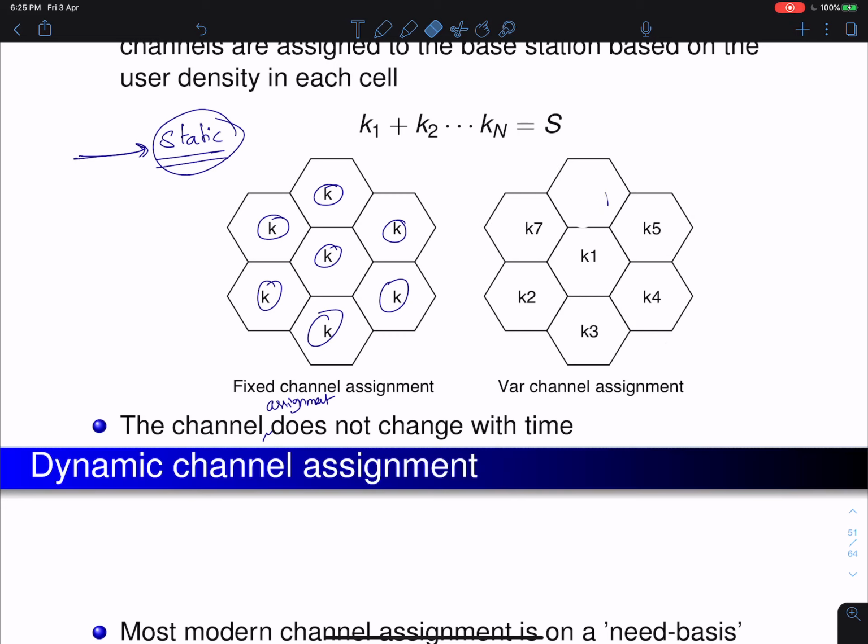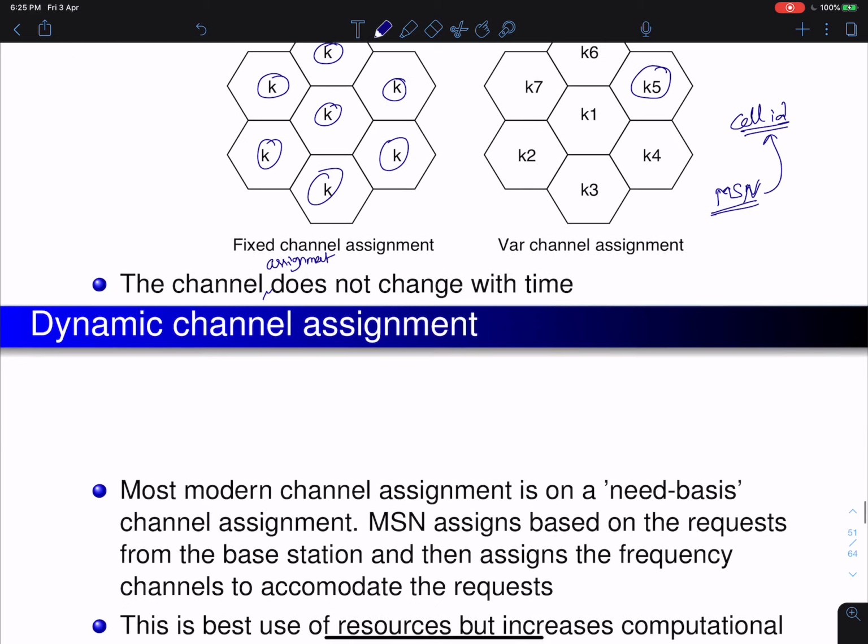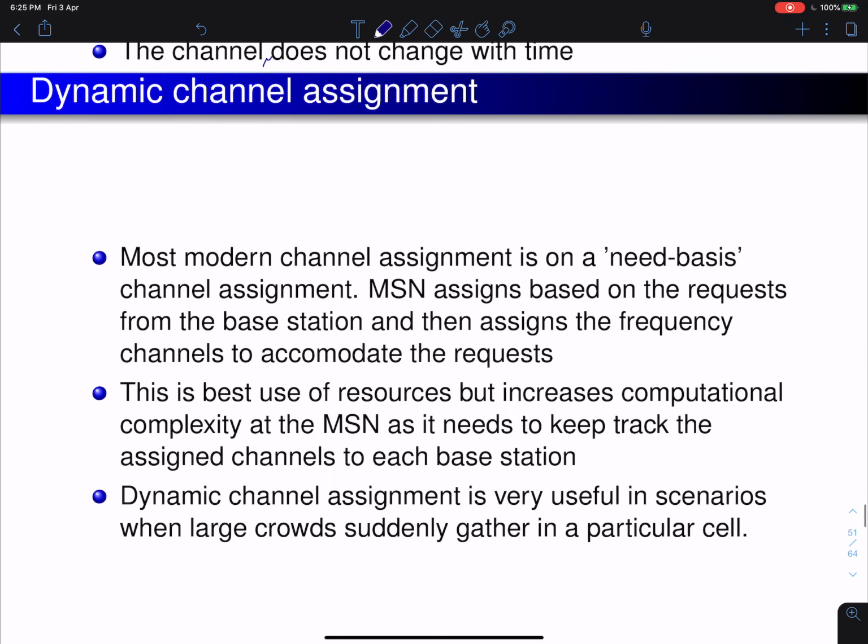This is done by a backbone MSN, the mobile switching network, where all your base stations are connected. The MSN will know each base station by its ID, which is called the cell ID. Each base station has its own ID, and accordingly the MSN will say which base station should get which channels. That's called dynamic channel assignment, and it will always be better compared to a static channel assignment.